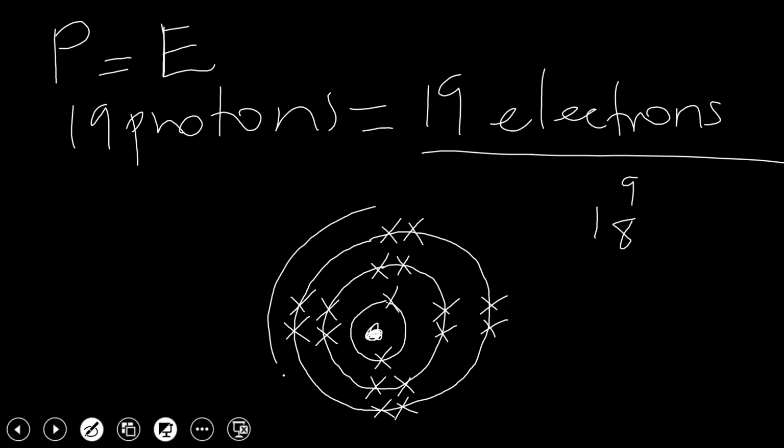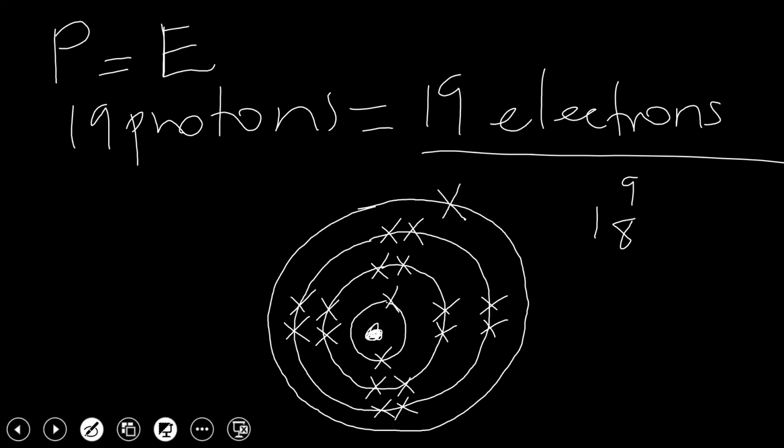So you draw another shell. Don't force it onto the third shell, because every shell takes a maximum of 8, apart from the first one, which takes a maximum of 2. So the other electron, you write it on the last shell. So this is the electronic structure of that element.